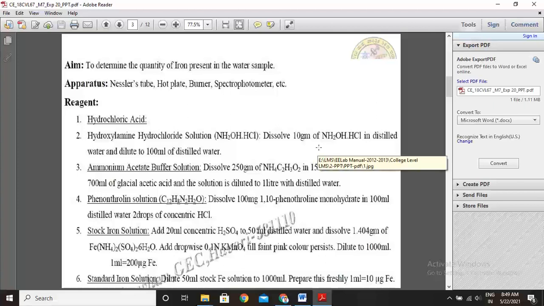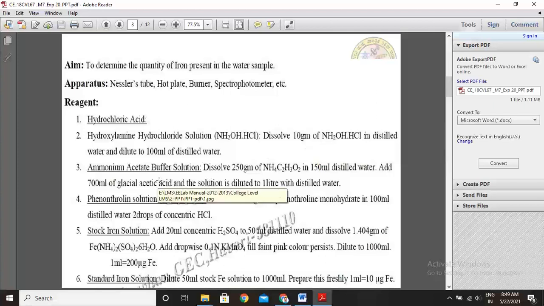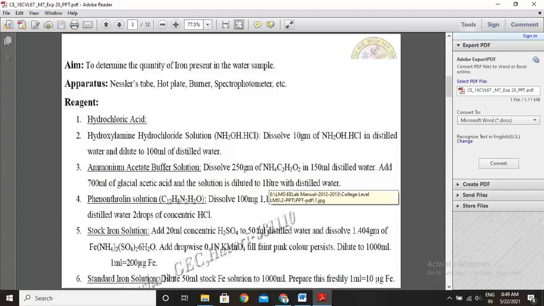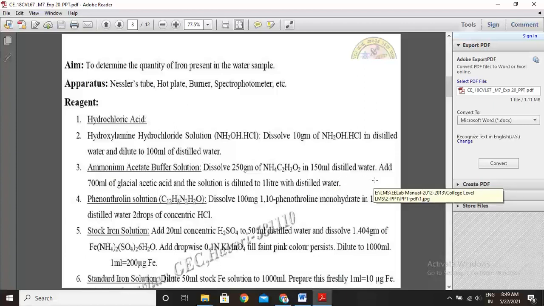Next, the third reagent is ammonium acetate buffer solution. How to prepare this reagent? Dissolve 250 gram of NH4C2H3O2 in 150 ml distilled water. Add 700 ml of glacial acetic acid and dilute the solution to 1 liter with double distilled water. Now we get ammonium acetate buffer solution.